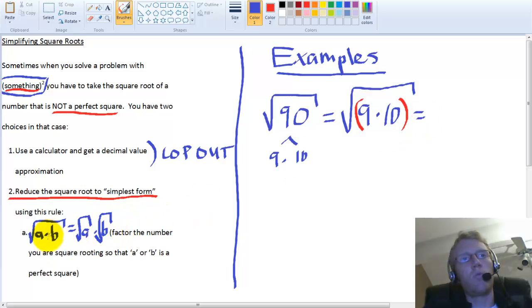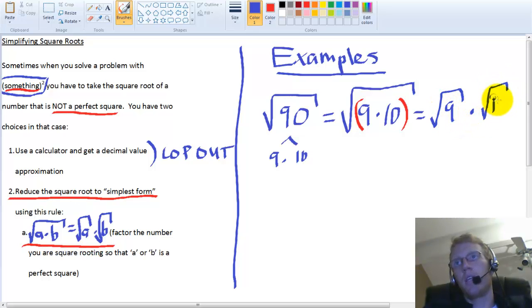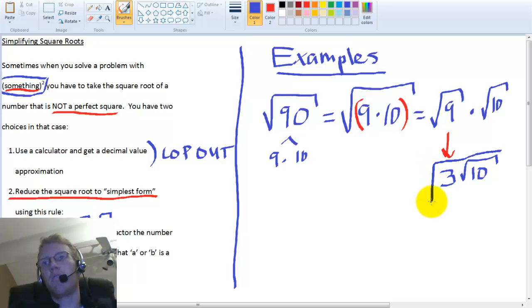Okay, and according to this rule right here, we could write that as the square root of 9 times the square root of 10. Okay, and breaking that apart into those two pieces is what's really valuable, because now the square root of 9 is just 3. You know that. And the square root of 10, can we simplify that? No, we can't. So it's 3 root 10. And so that would actually be your final answer.